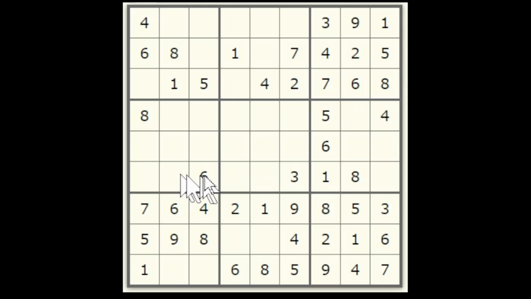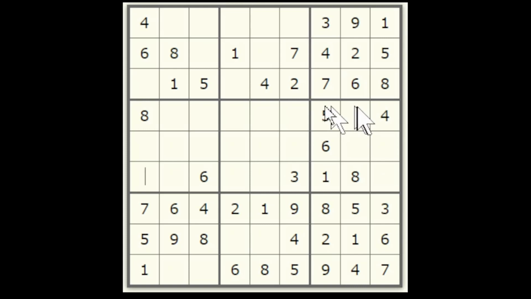Let's look at these three empty cells. What must they then be? Must be a 4, 5, and a 7. And again, that doesn't help me. But I found a 2, I think.